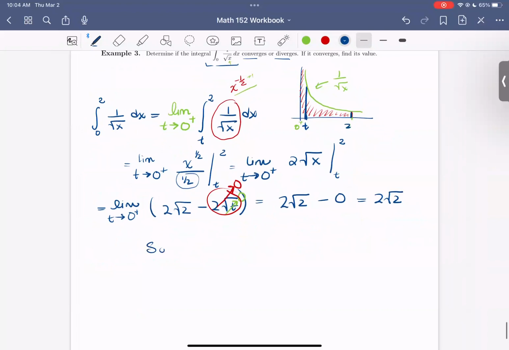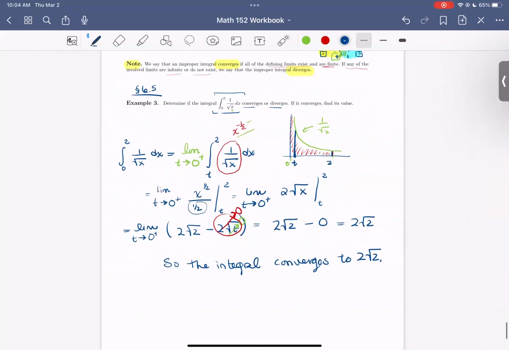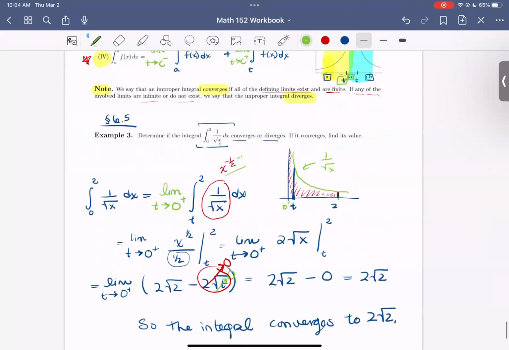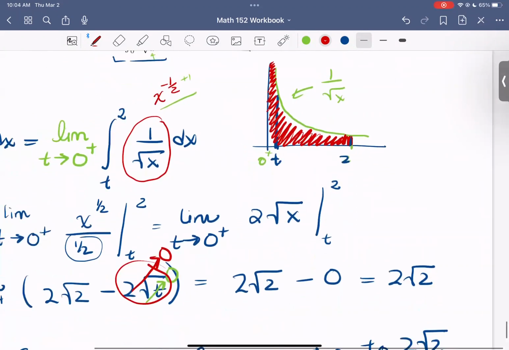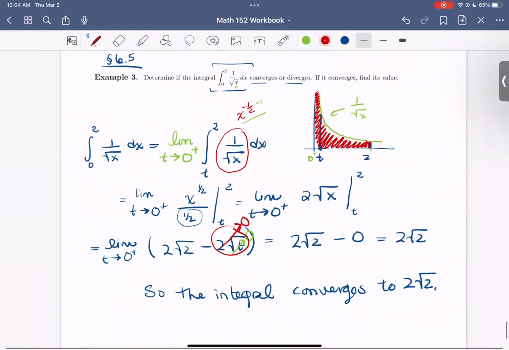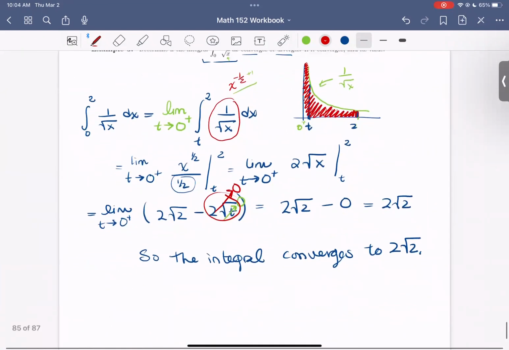So what does that mean for our integral? So the integral converges to 2 root 2. So that means this area between that y-axis and our curve 1 over root x is a finite amount of area. All right, awesome work going through this final example in our 6.5 notes.